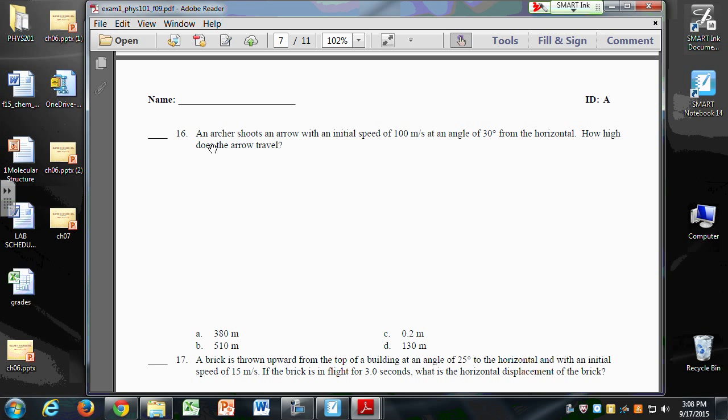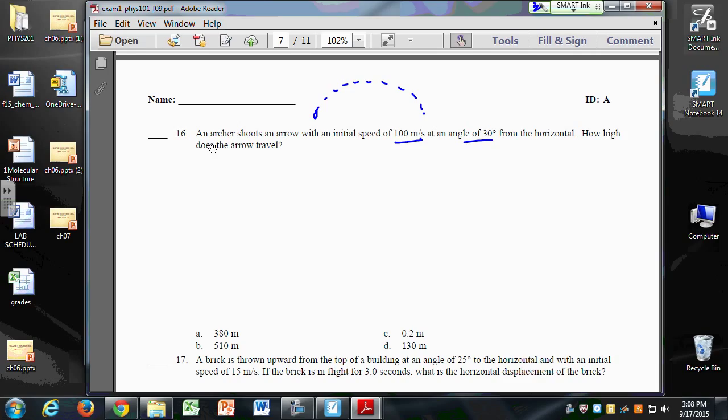It says an archer shoots an arrow with an initial speed of 100 meters per second at an angle of 30 degrees from the horizontal. How high does the arrow travel? Draw my little picture. All right. Pretty good chance that you'll have a question like this.